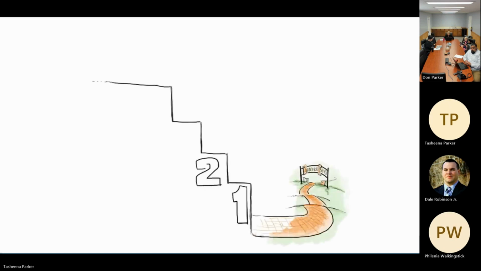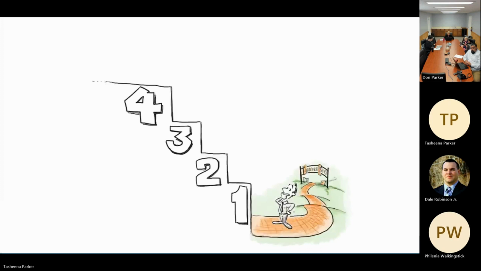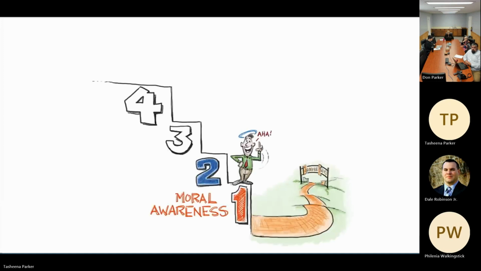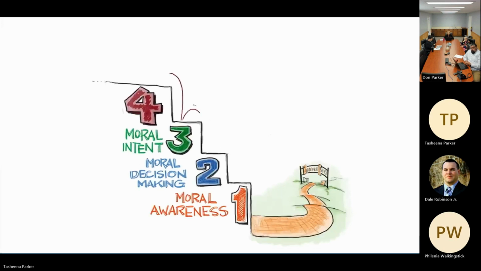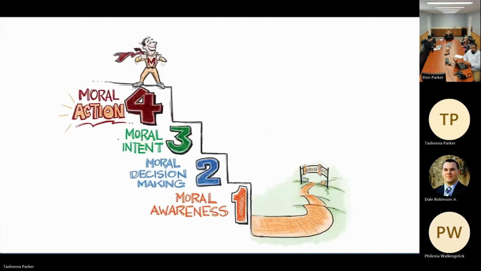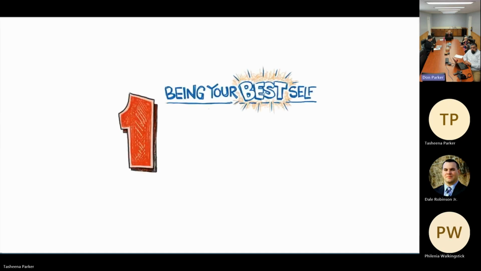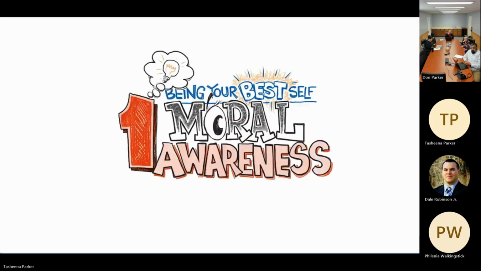First, people must perceive the ethical dimensions of an issue that they face. This is moral awareness. Second, they must have the ability to decide upon a course of action that is ethical. This is moral decision-making. Third, they must have the desire to act on that ethical decision. This is known as moral intent. Fourth, and finally, they must have the motivation and courage to act upon that desire, which we call moral action. This video explores the first step to being your best self, which means developing moral awareness.